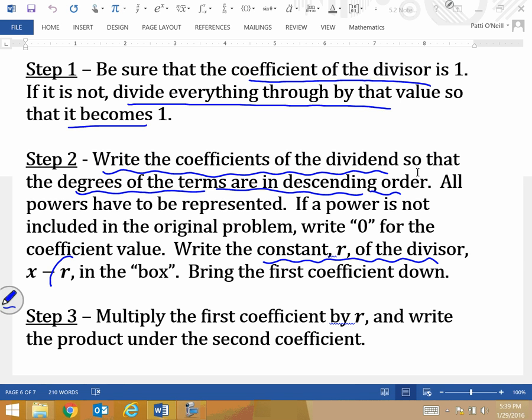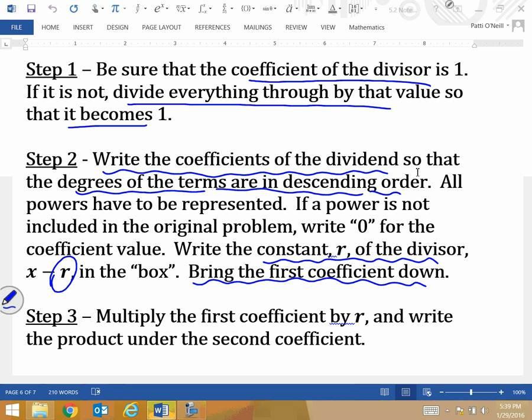So that's the number that comes after the minus sign. Basically, it's kind of like the parabola, the vertex thing. You take the opposite of what you see in the little half box to the left of all those numbers. And then we're going to bring the first coefficient down after we do that setup, leave that space and put that horizontal line.